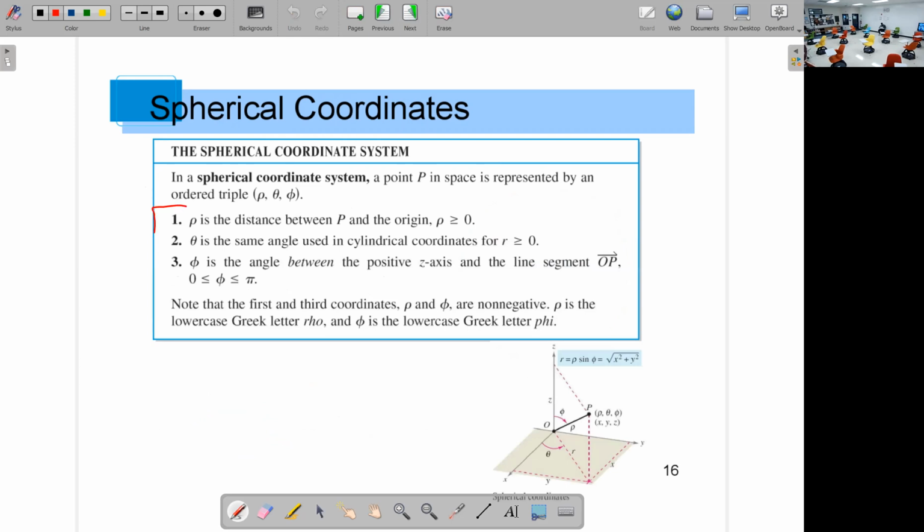So again, here's a description of all of those. Rho is the distance between P and the origin. Phi is the angle between the positive z-axis and the line segment OP, where O is the origin and P is your point on the 3D surface. We even spell it out for you. If you forget how to write that, practice writing this rho. Don't write it as a P. It's not P.